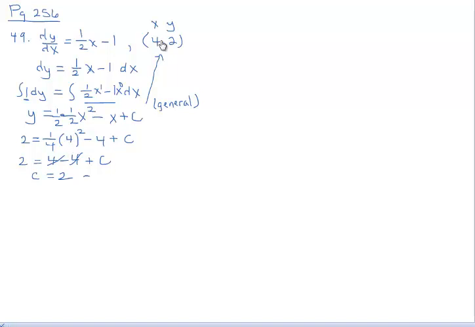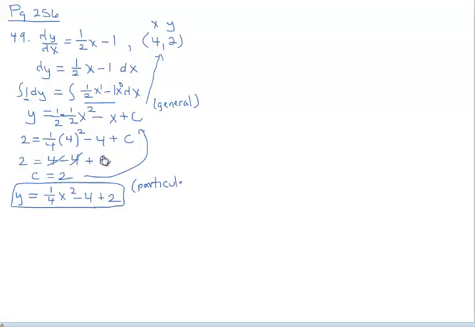So now what I'm going to do is come back up here and replace this c with 2 and I will have found the particular solution. So rewriting the general solution, 1/4 x squared minus 4 plus 2. Again, that's called the particular solution. I know exactly what c is because I had a point that was on the regular graph, if you will.